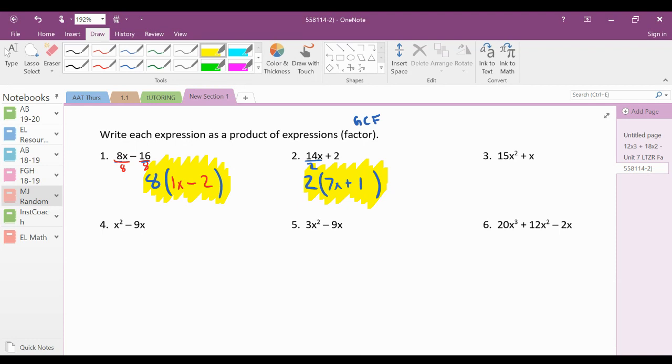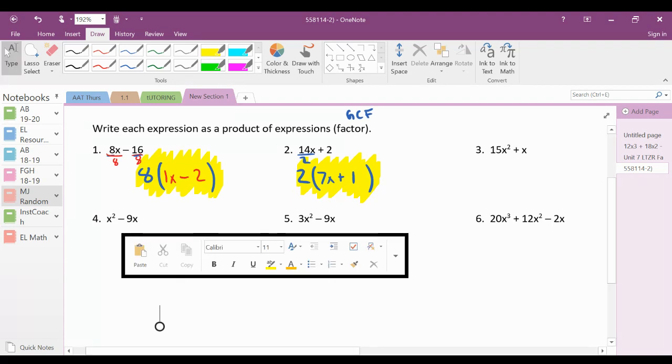Reminder, you can check by looking inside the parentheses to make sure they have nothing else in common, and multiplying the 2 back in to make sure you get back to the original expression.